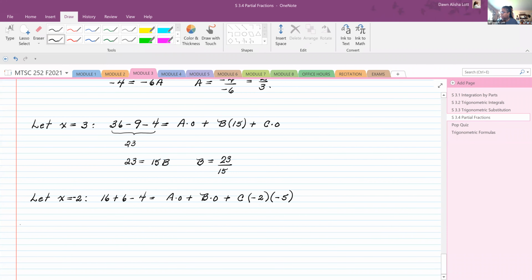Okay, we are out of time, but guess what? I want you guys to finish this and solve for c. And we'll pick up here tomorrow. Any questions? Picking up here tomorrow.